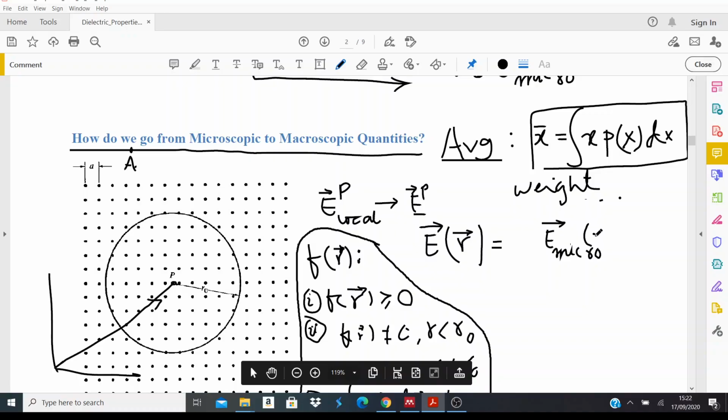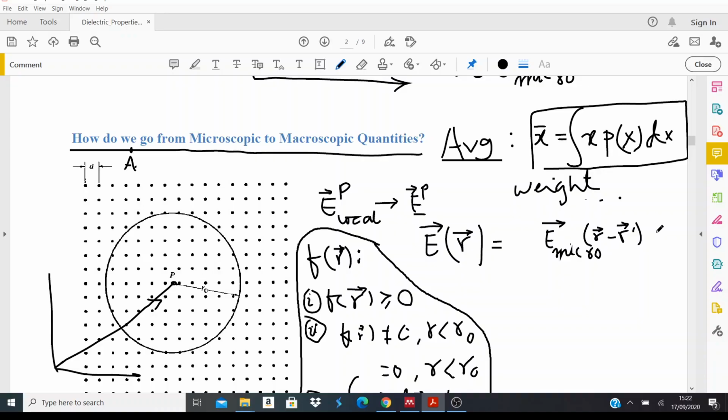Now we will shift this field by changing the argument from R to R minus R dash. It means we can move from point to point by changing the R dash, right? So that's the quantity that we want to average over. That's like X. And then we need the distribution of the weighting function.